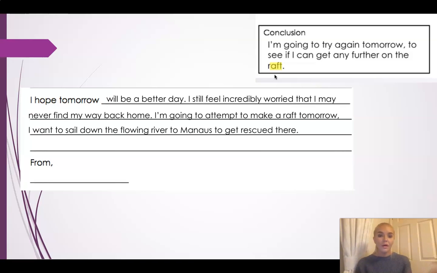Well, I could bring the raft in there, but instead of saying that I want to see if I'm going to get any further in my raft, I might say that I'm going to attempt to make a raft tomorrow because I want to sail down the flowing river to Manaus to get rescued there. Where was Manaus? That's right, Manaus was in Brazil, wasn't it? And now everyone who Fred's with, who I'm with, is trying to go to Manaus too, but my reader doesn't know about the other friends yet. If you want to include the other friends in there, that's absolutely fine, but I just chose not to.